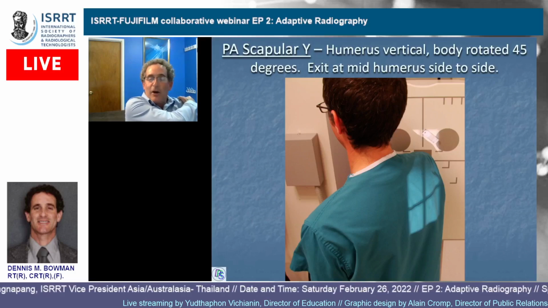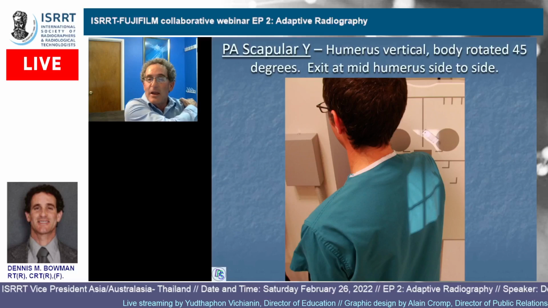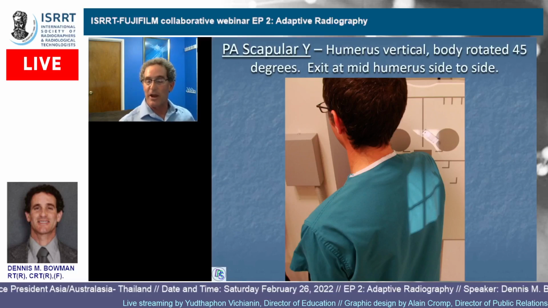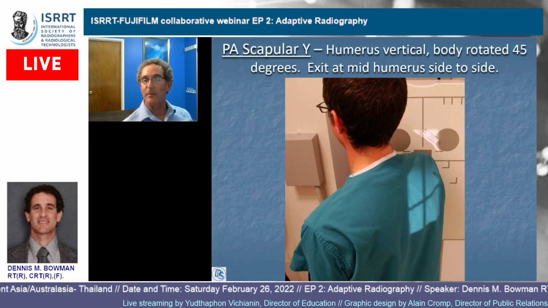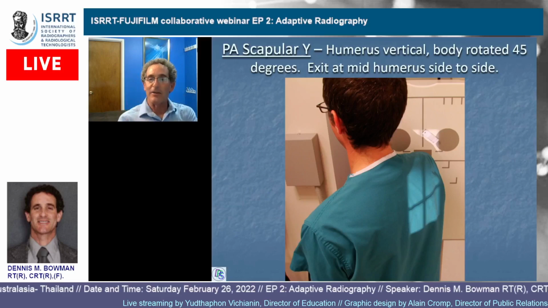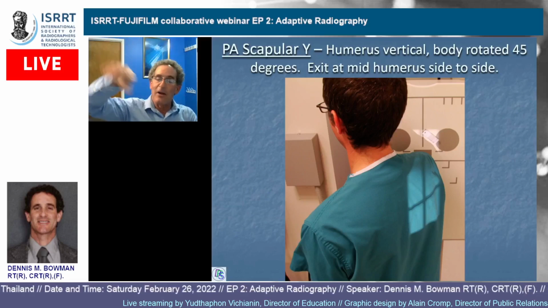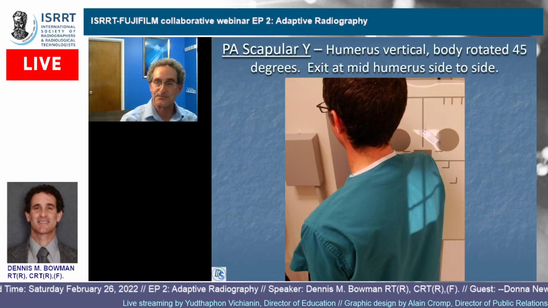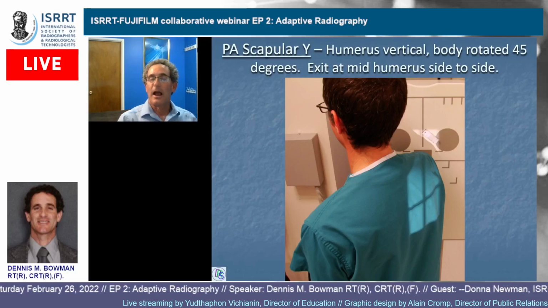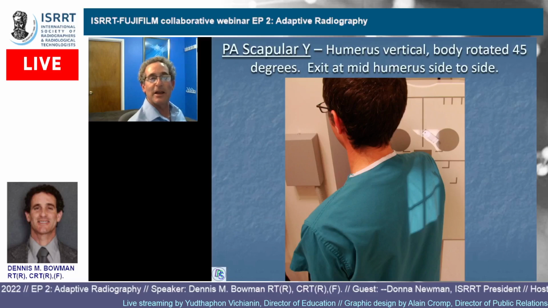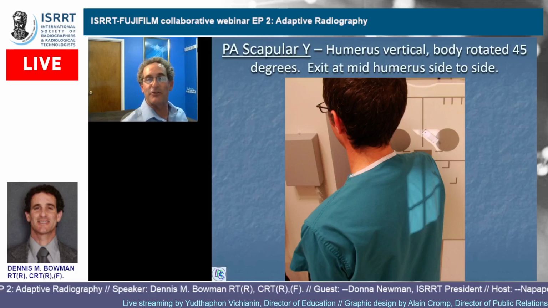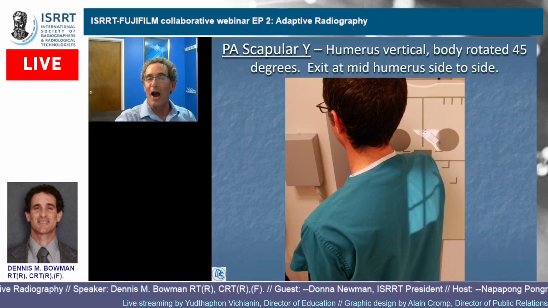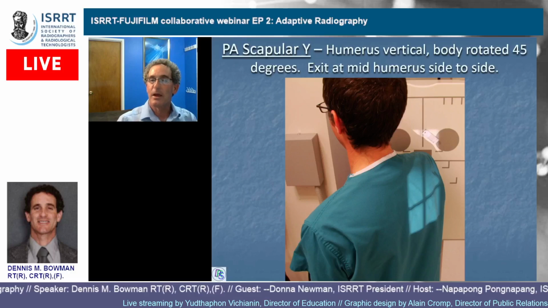You're not bringing that arm up and across like that. The arm's kind of hanging down because you're not caring about the body of the scapula. You're now caring about the whole top part of the scapula, and that's the part you want to see. And that's where people get mixed up. So a lot of people, they do the same amount of oblique for their scapula as they do for their shoulder Y view. So here, the humerus is vertical.